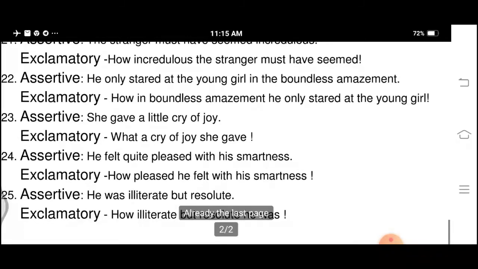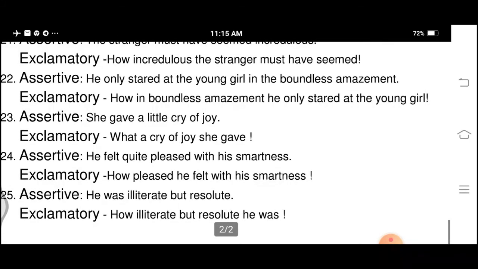The next one is: he only stared at the young girl in boundless amazement. How in boundless amazement he only stared at the young girl. The next one is: she gave a little cry of joy. What a cry of joy she gave. He felt quite pleased with his smartness. Once again, manner. How pleased he felt with his smartness. He was illiterate but resolute. Exclamatory: how illiterate but resolute he was. Dear students, hope you will understand this transformation topic from assertive to exclamatory.